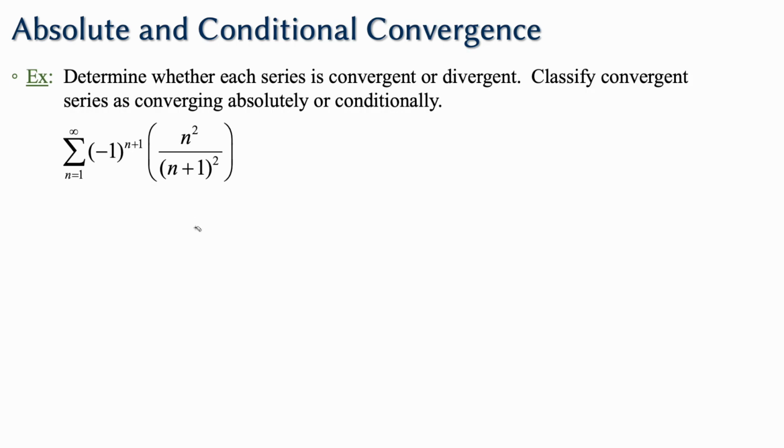Okay, let's look at another example. Again, my first step here is let's go ahead and figure out what the convergence is of this series where we take out the sign. So it's just going to be n squared over n plus 1 squared. Okay, so we're going to figure out what that one's doing. Now, the first thing I'm going to notice right away is that if I take the limit as n approaches infinity of the term, it definitely does not go to 0 and therefore diverges.